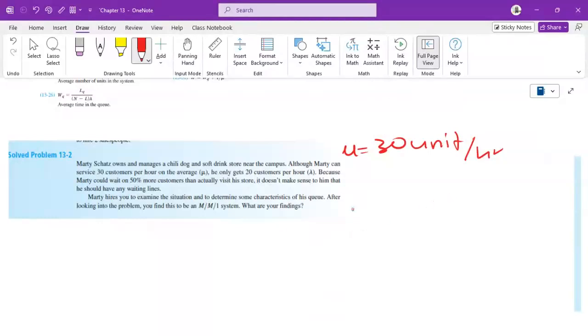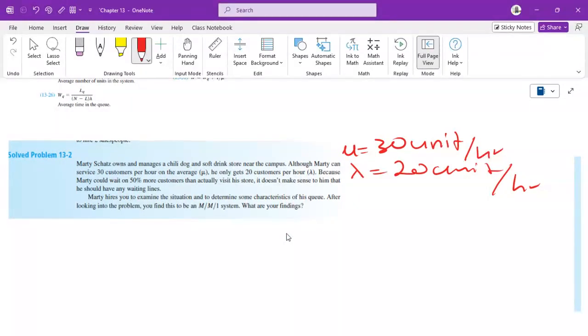He only gets 20 customers per hour because Marty could wait on 50% more customers than the actual visit. It doesn't make sense to him that he should have any waiting lines. Marty hires you to examine the situation and determine the characteristics of his queue.